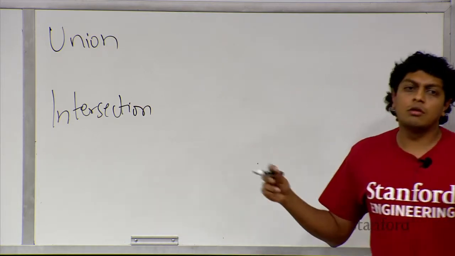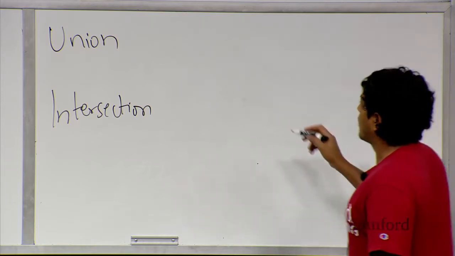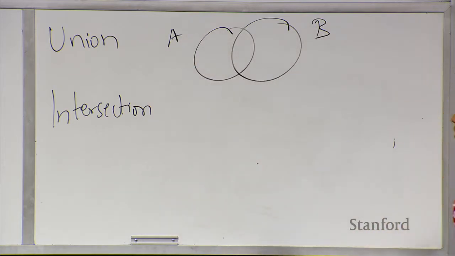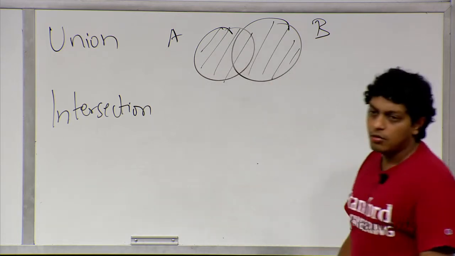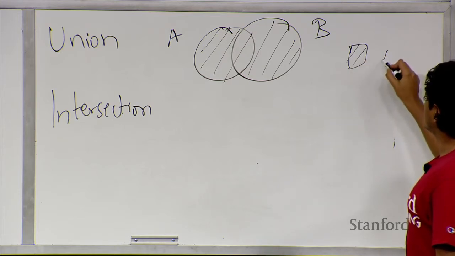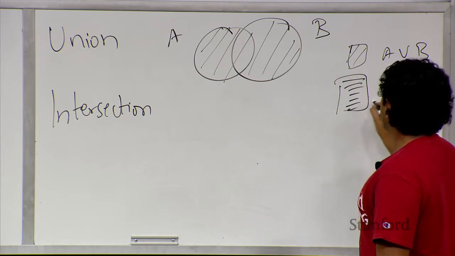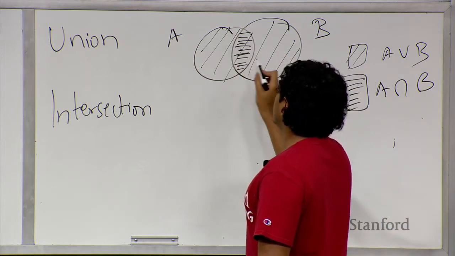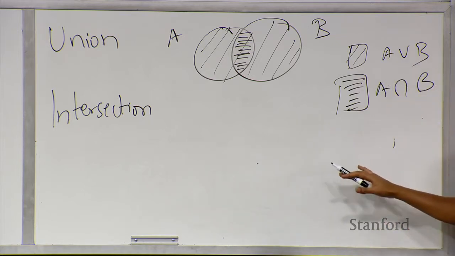If you look at the union of two events, it's basically the union of the two sets that represent the events. If you wanted to look at it diagrammatically, if you had two events, A and B, this would be A union B, and this would be A intersection B. That is the extent of my drawing skills, but as long as it represents A union B and A intersection B, that's fine.